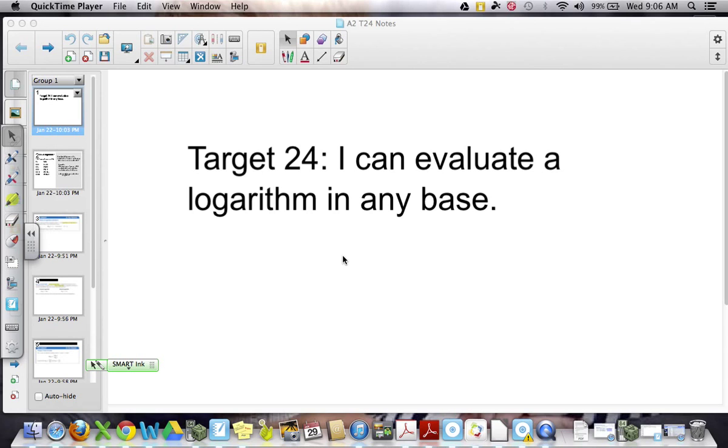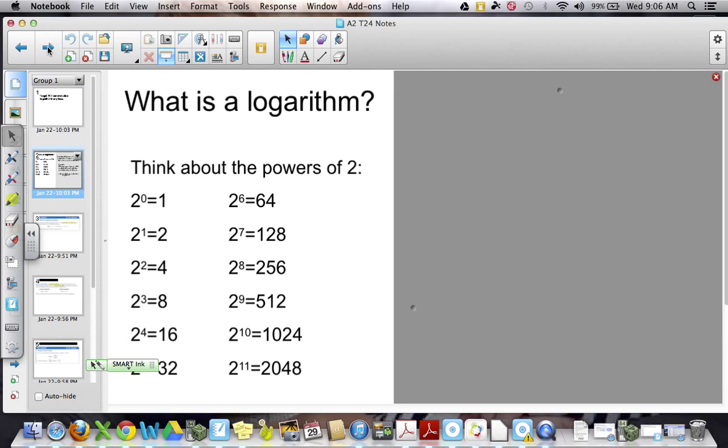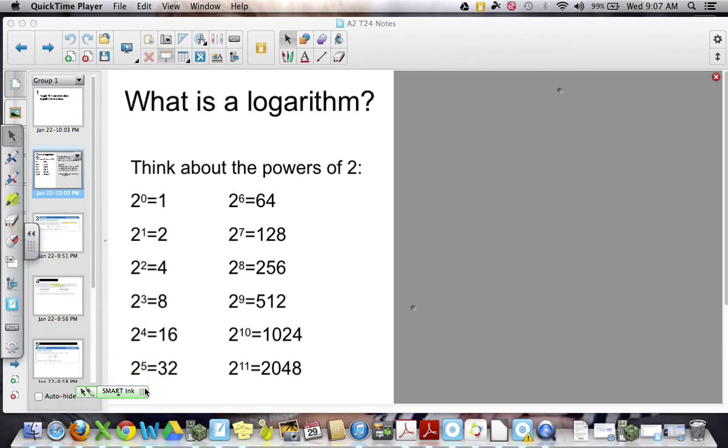All right, first of all, we need to talk about what is a logarithm. So I want you to first think about what the powers of 2 are. If you take 2 to the 0 power, it's equal to 1. 2 to the first power is equal to 2. 2 to the second power is equal to 4. 2 to the third power is equal to 8. 2 to the fourth is 16. 2 to the fifth is 32. 2 to the sixth is 64, and so on.